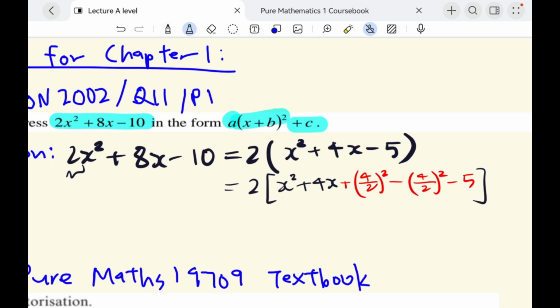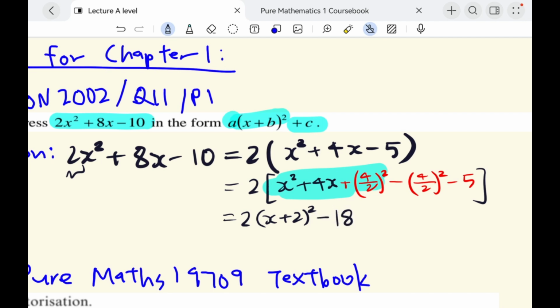And now 4 over 2 is 2, 2 square is 4. So this is already a complete square, a perfect complete square factorization. So this part you will have x plus 2 squared. Okay. And then for the other side, 4 over 2 is 2, 2 square 4, negative 4, negative 5, you get negative 9. And also you need to factorize back your 2. Negative 9 times 2 is negative 18.